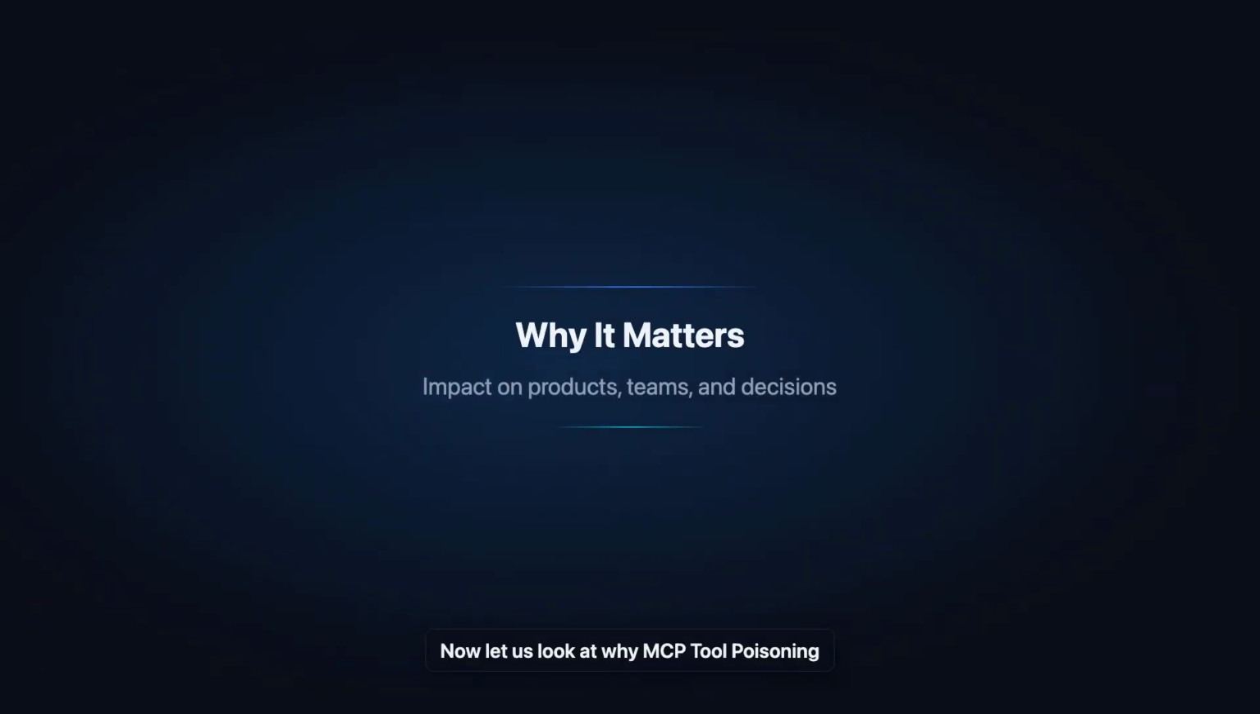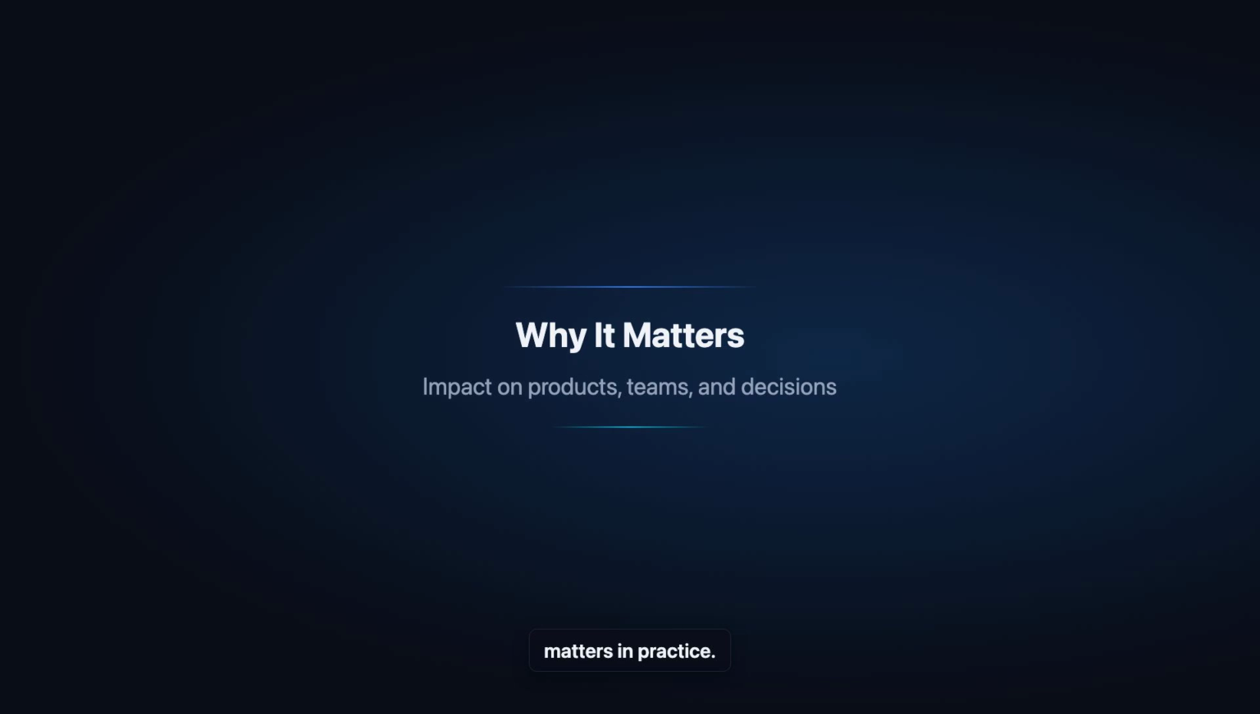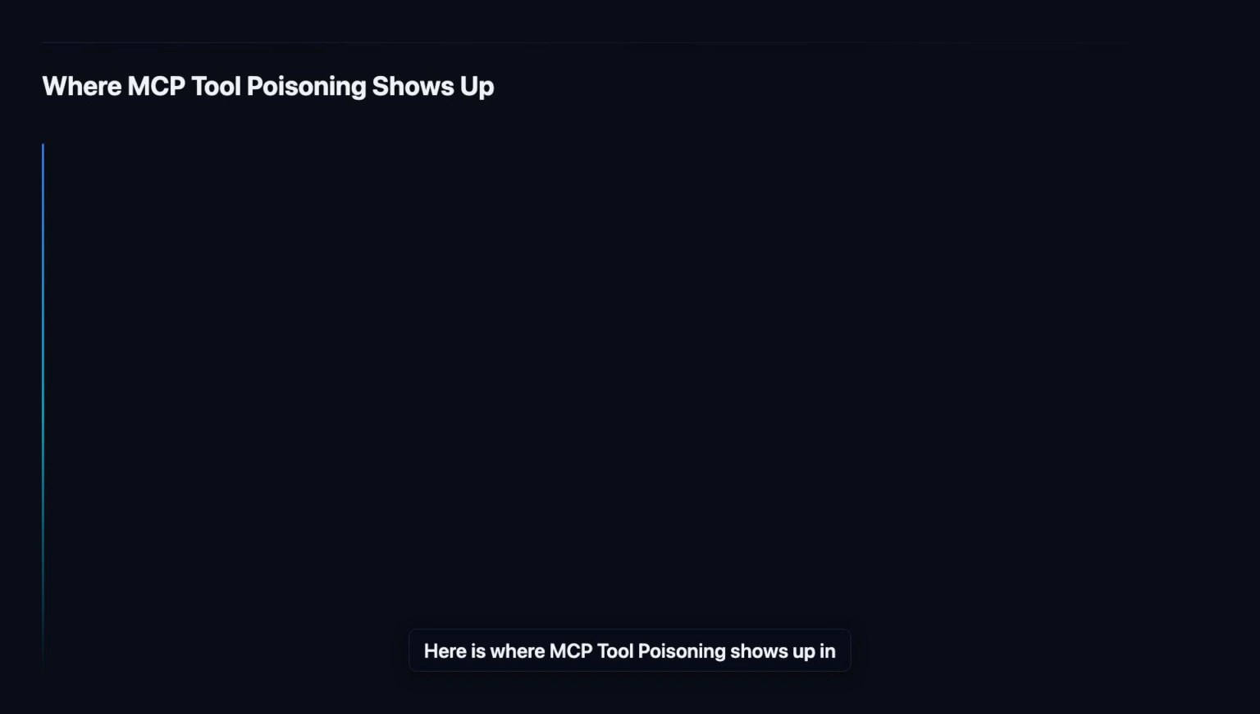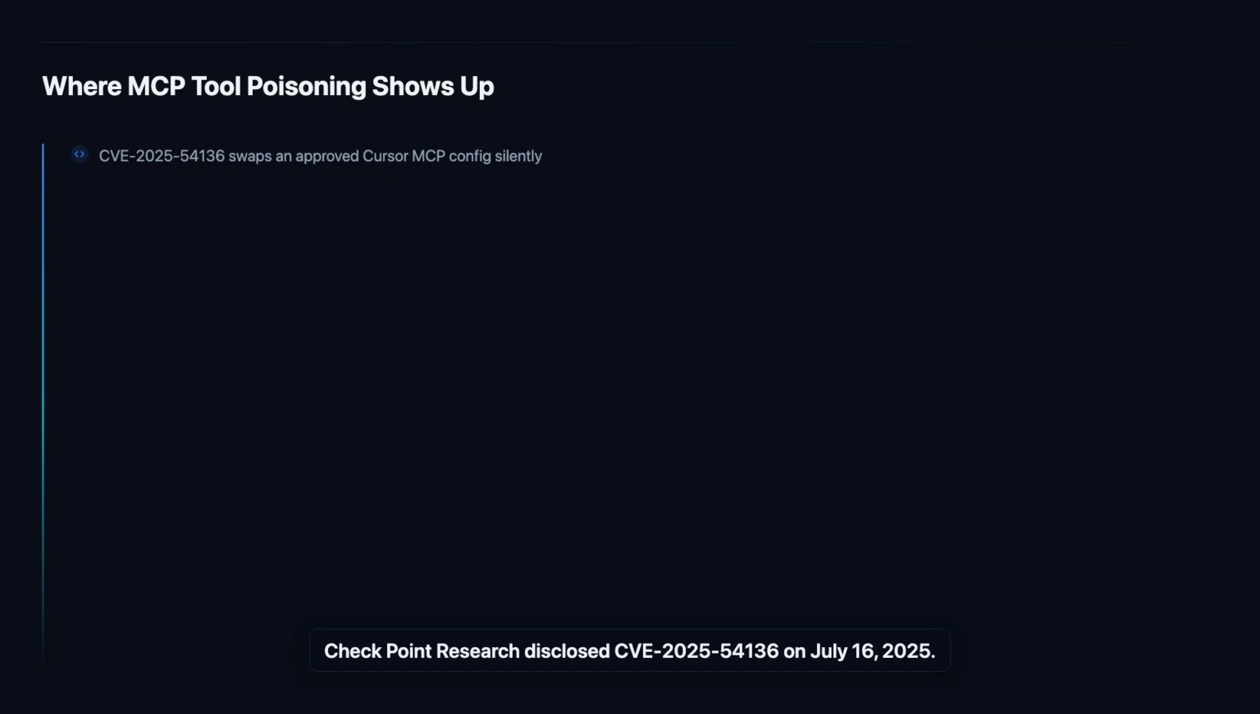Now, let us look at why MCP tool poisoning matters in practice. Here is where MCP tool poisoning shows up in real products, teams, and decisions. Checkpoint Research disclosed CVE-2025-54136 on July 16, 2025. In Cursor 1.2.4 and earlier, an approved .cursor MCP config was never revalidated, so an attacker could swap a benign entry for a malicious command and gain persistent code execution on every launch.